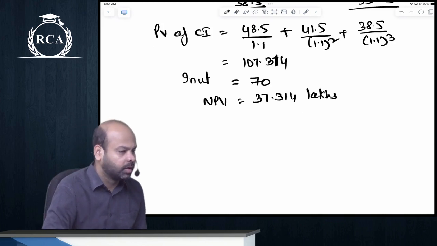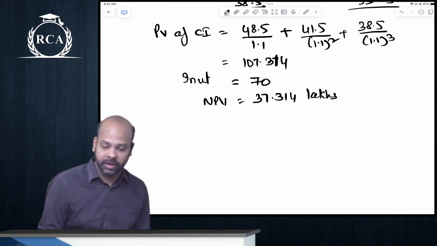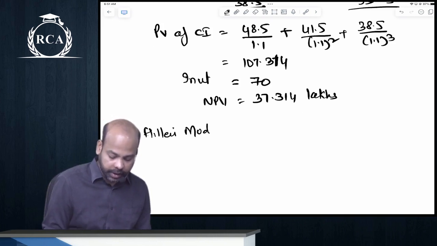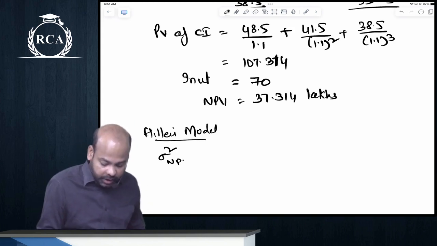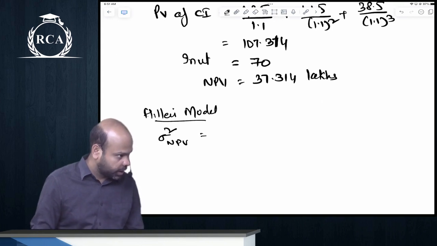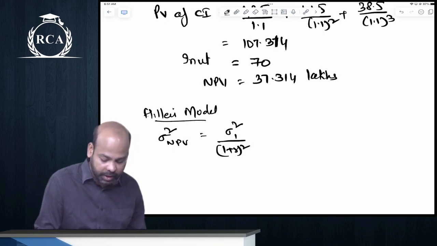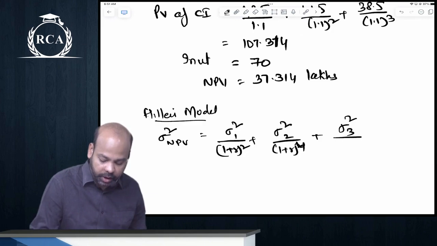Are we clear about this? Standard deviation, guys, how will you do it, beta? Hillier's model, remember? How will you write variance? Will you compute variance of NPV or standard deviation of NPV? Only by computing variance can you arrive at standard deviation. Variance of first year divided by (1 plus r) whole square. Variance of second year by (1 plus r) whole power 4. Variance of third year divided by (1 plus r) whole power 6.